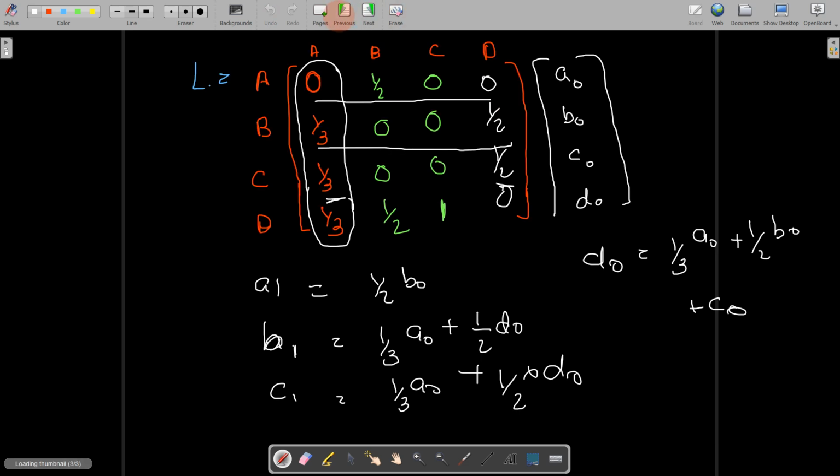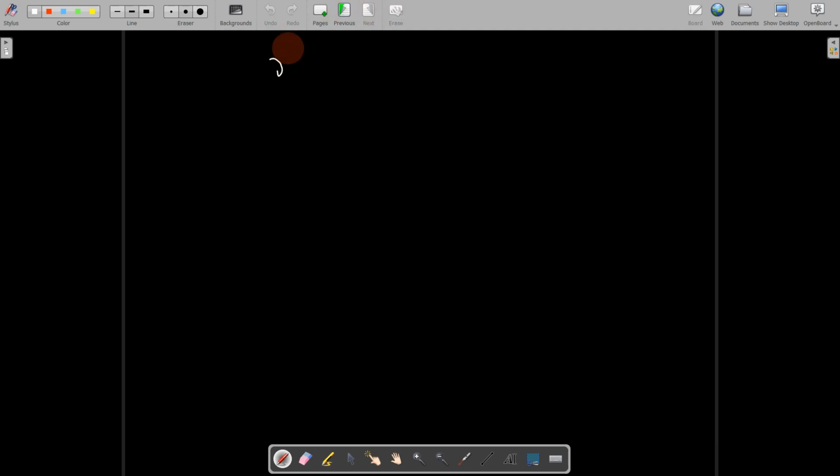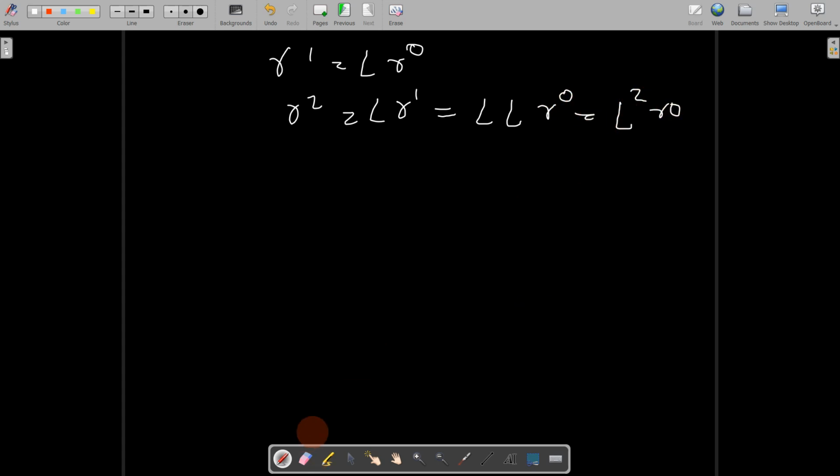So you can find the new ranks iteratively. Suppose we write the old ranks as R. New rank R1 will be equal to L times R0, R2 will be L times R1, which is also the same as L square times R0.